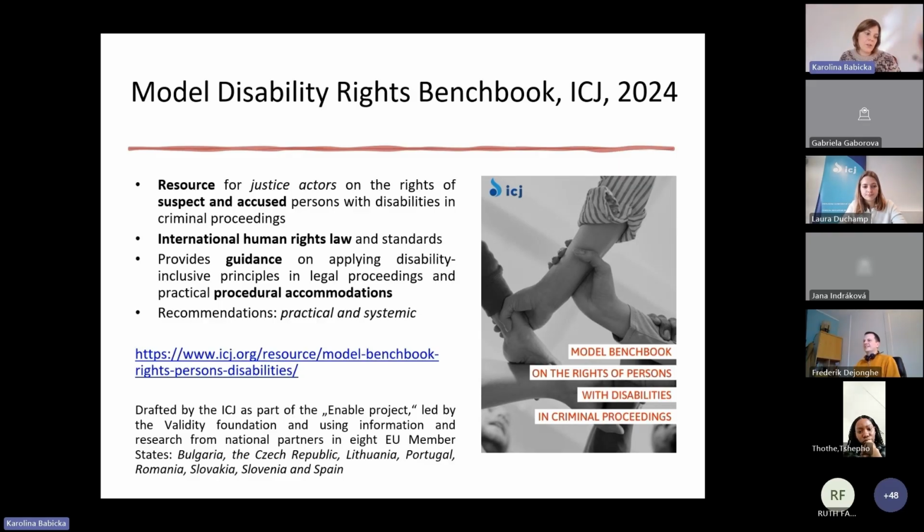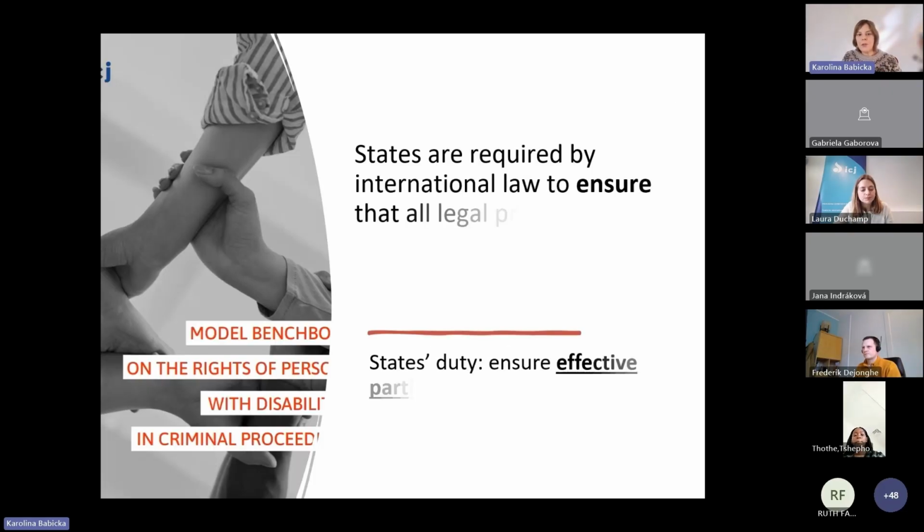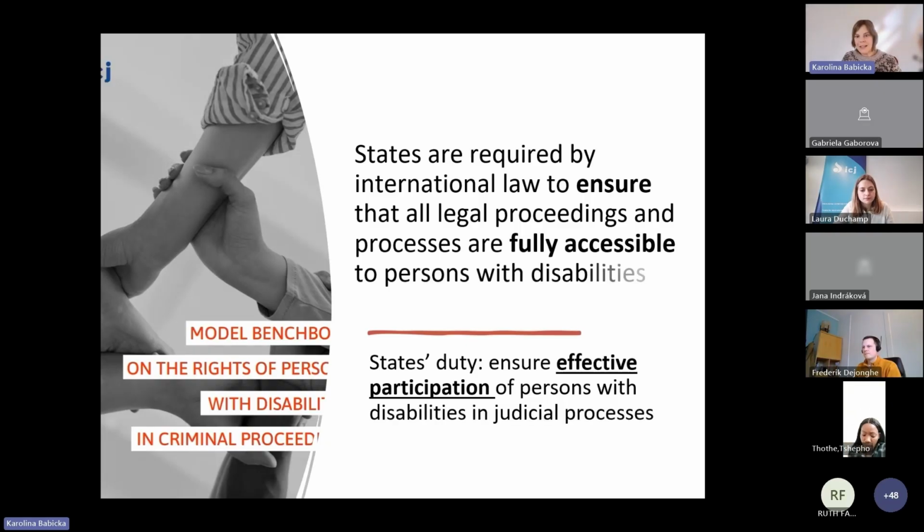Perhaps important to say that the benchbook looks at the rights of all persons with disabilities, but especially the rights of persons with psychosocial and intellectual disabilities. The main aim of the benchbook is to highlight the obligation of states under international law to ensure that all legal proceedings and processes are fully accessible to persons with disabilities, and that it is a state's duty to ensure effective participation of persons with disabilities in judicial processes.